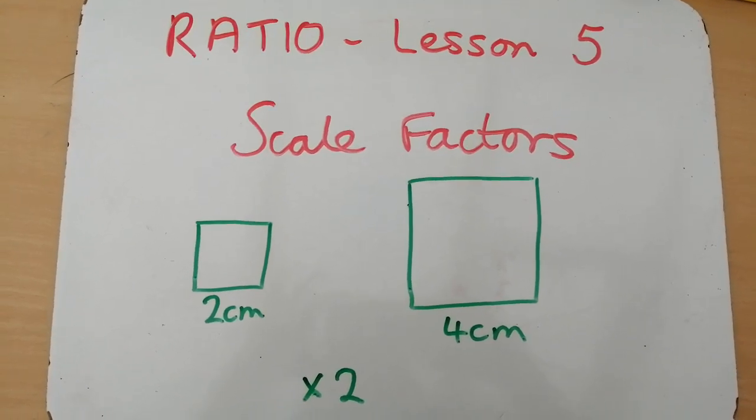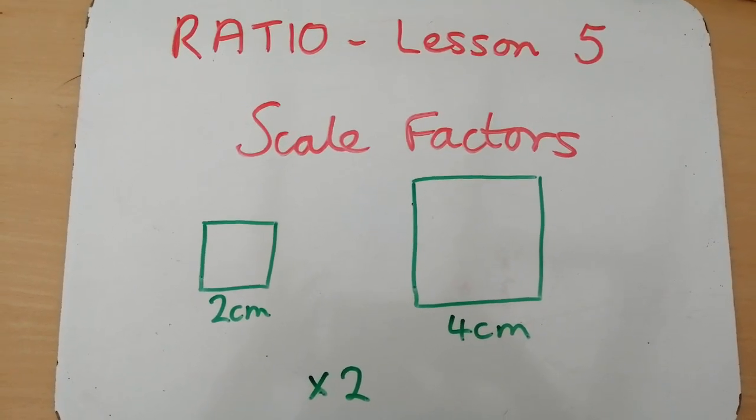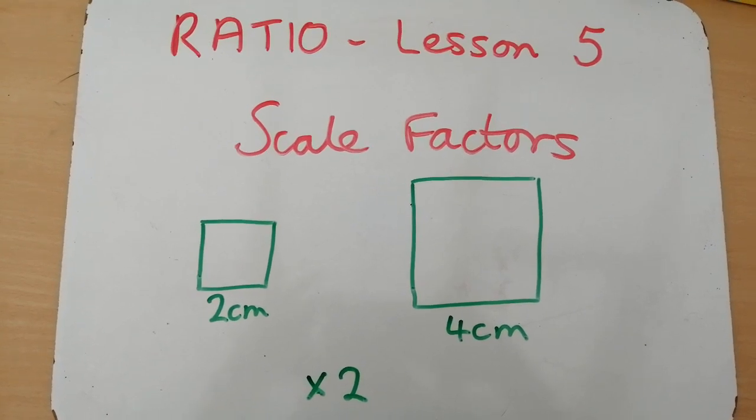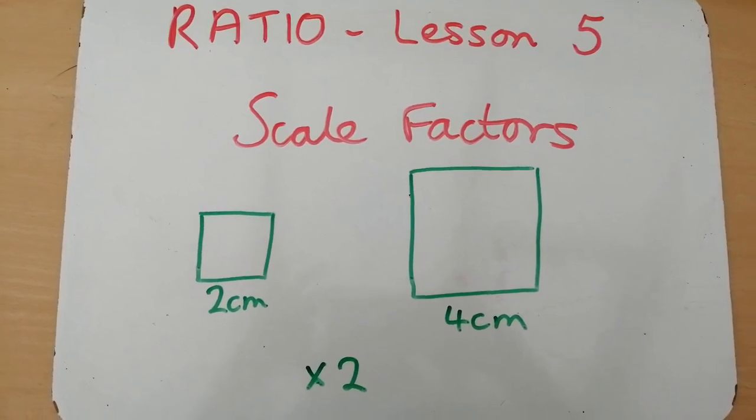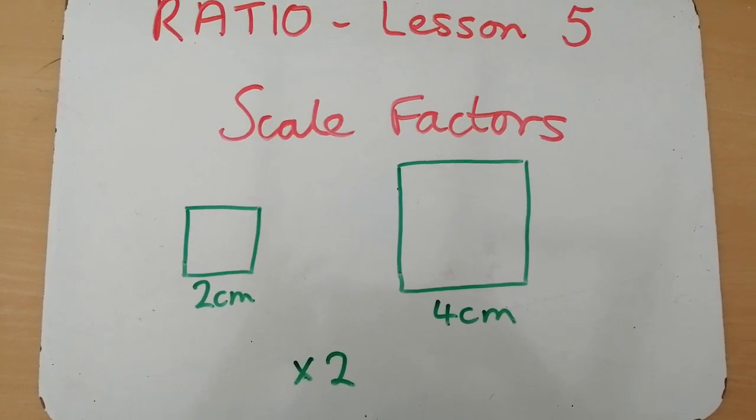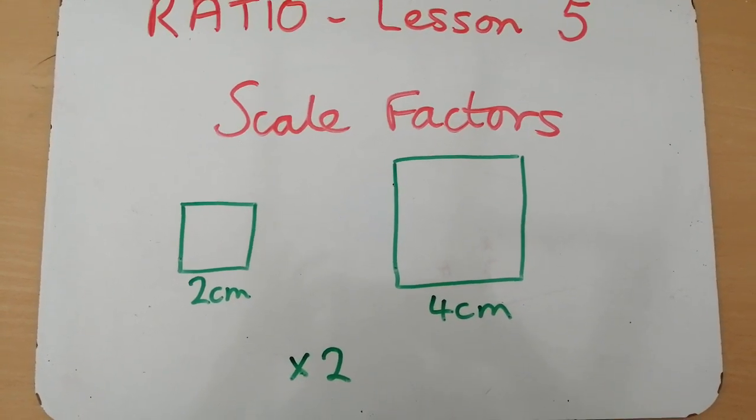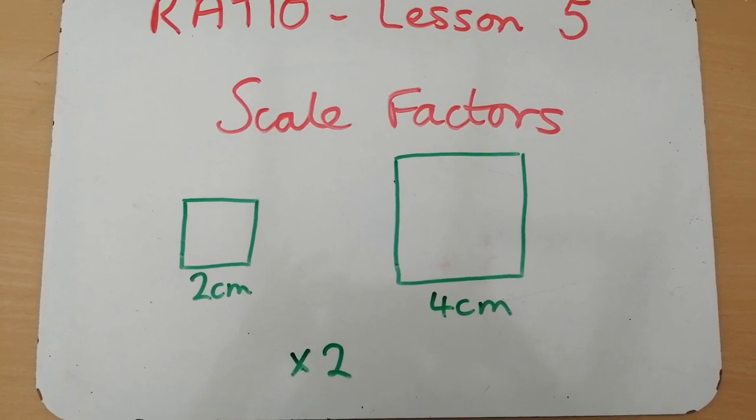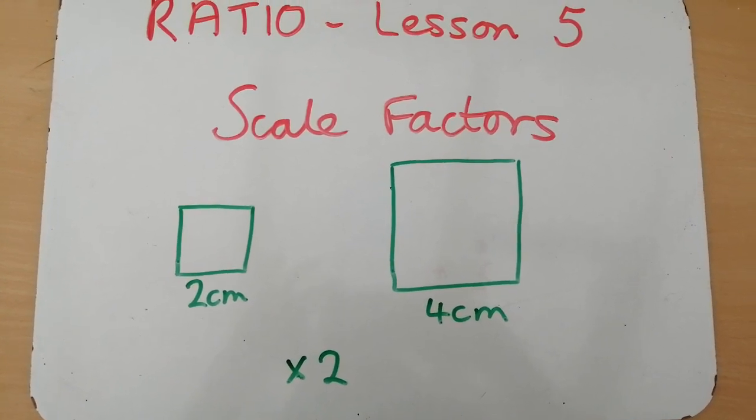If you see the two squares that I've drawn there, one of them has each side length 2 centimetres. And if I enlarge it by a scale factor of 2, then each length will be 4 centimetres. So a scale factor of 2 means that I've doubled each side.